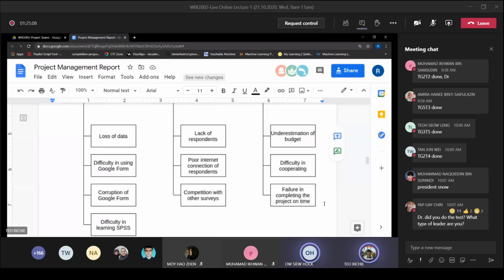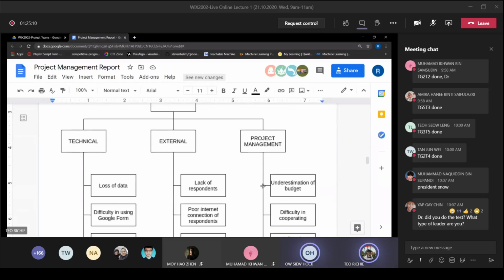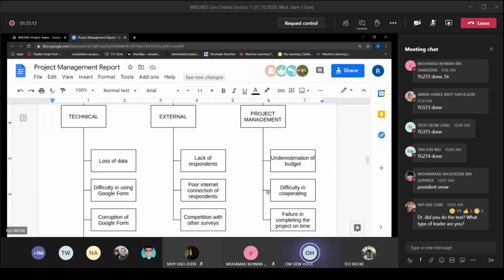What's the heading after technical? Okay, external. Lack of respondents. I always suggest you put lack of cooperation from the respondents. That means respondents don't want to cooperate. You disseminate all the links, but they don't want to reply. So that means they lack cooperation. Okay. So, poor internet connection. Yes.